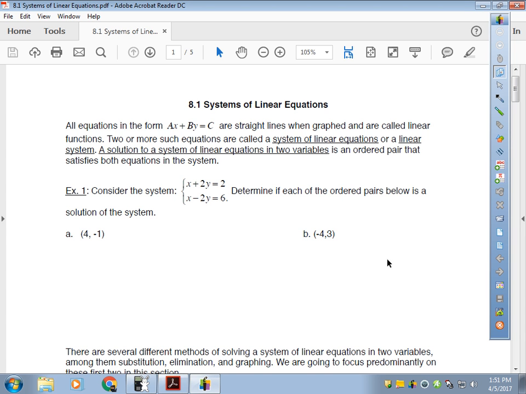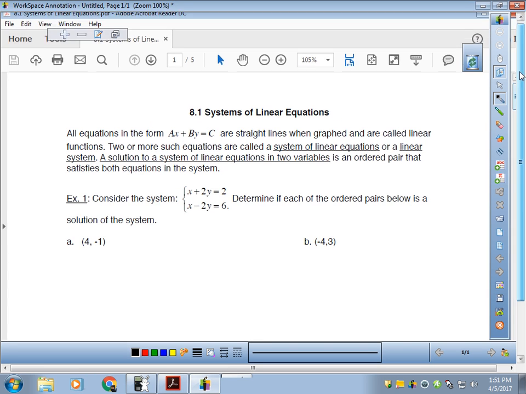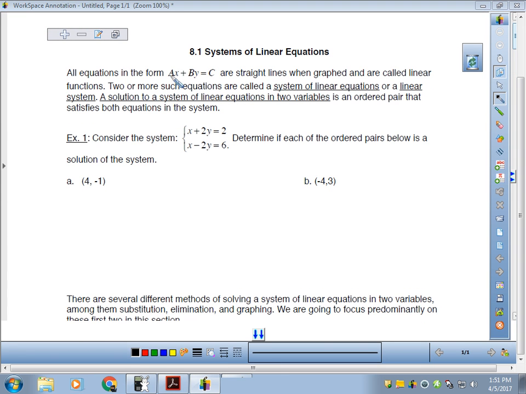Alright, so this is section 8.1, which is systems of linear equations. So you might remember from earlier in our very first unit that any equation that can be written in the form ax plus by equals c are straight lines, and when you graph them they're called linear functions. Well, if you have two or more of these equations, then what you end up with is what's called a system of linear equations, or a linear system.